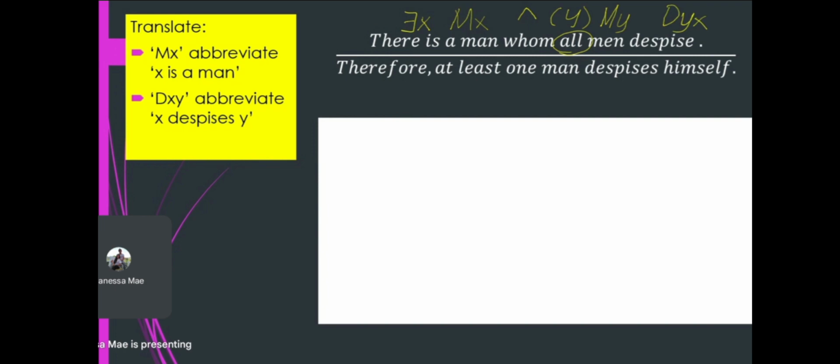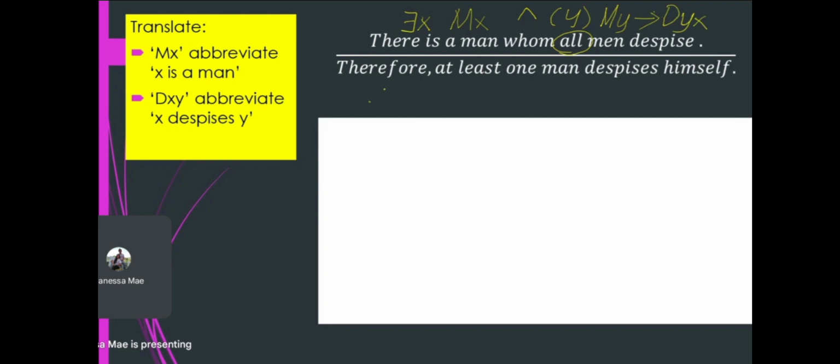So we will use the horseshoe, the symbol for implies. Okay, so how about the bottom part, our conclusion? That is our premise, this is our conclusion.